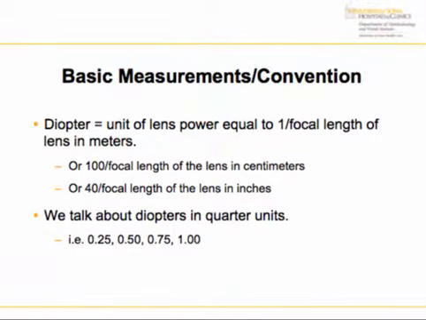The diopter is the unit of measure used to describe the refractive error of the eye, as well as the power of ophthalmic lenses. A diopter is defined as a unit of lens power equal to 1 over the focal length of the lens in meters, or 100 over the focal length of the lens in centimeters, or 40 over the focal length of the lens in inches. In eye care, by convention, we work in quarter diopter units of power.